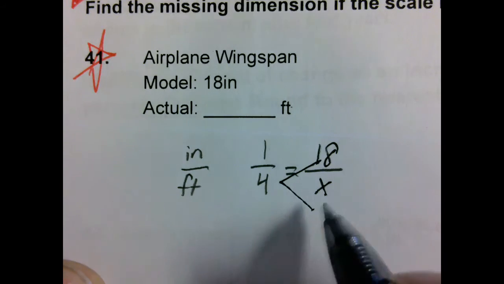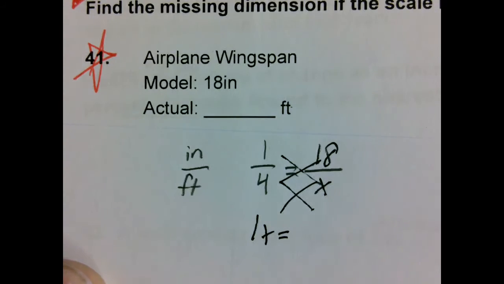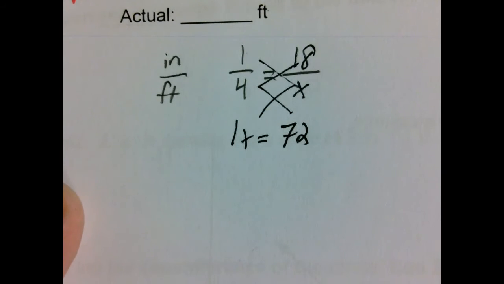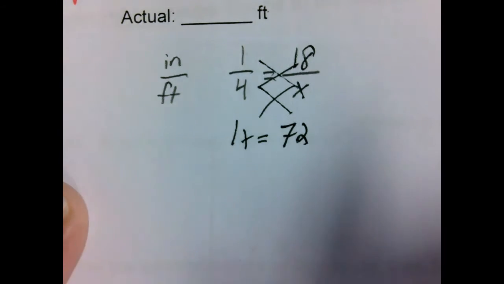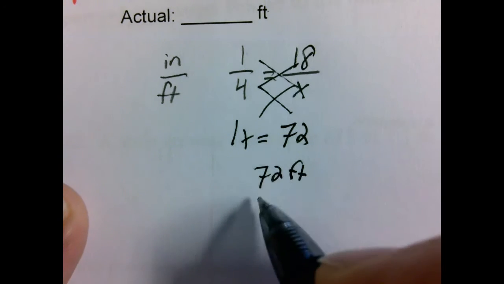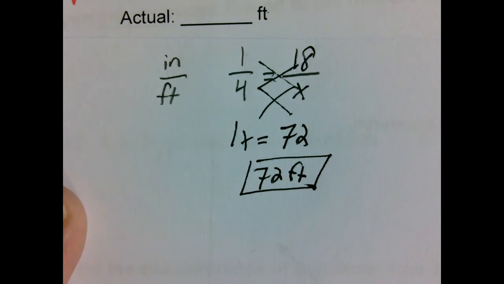Well, you might say, well, duh, Mr. Walls, all you're going to do is multiply. Great. If you already know to multiply, then multiply. If you're not sure whether to multiply or divide, then you just set up a cross product. Here you multiply. 1x equals 72, so I've solved for it. If the scale is 1 inch is 4 feet, that means, according to the model, 18-inch wingspan on the airplane means they're 72 feet in real life.